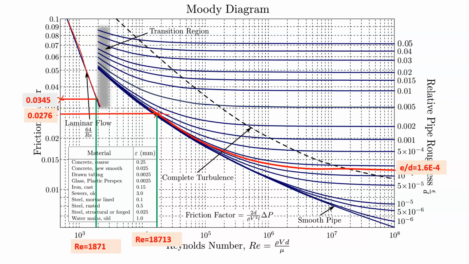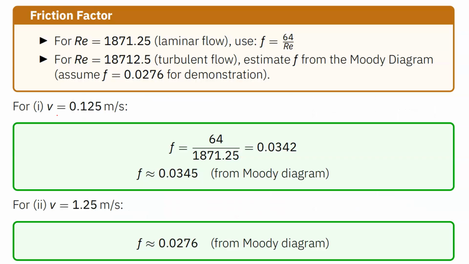After getting the friction factor, we can easily calculate the head loss. Another way: for laminar flow, you can easily calculate the friction factor as 64 by Re, with Re of 1871.25. So using 64 by Re, we got 0.0342, and from the Moody diagram we got 0.0345, so that is nearly the same. And for the Reynolds number 18712.5, the friction factor is 0.0276.